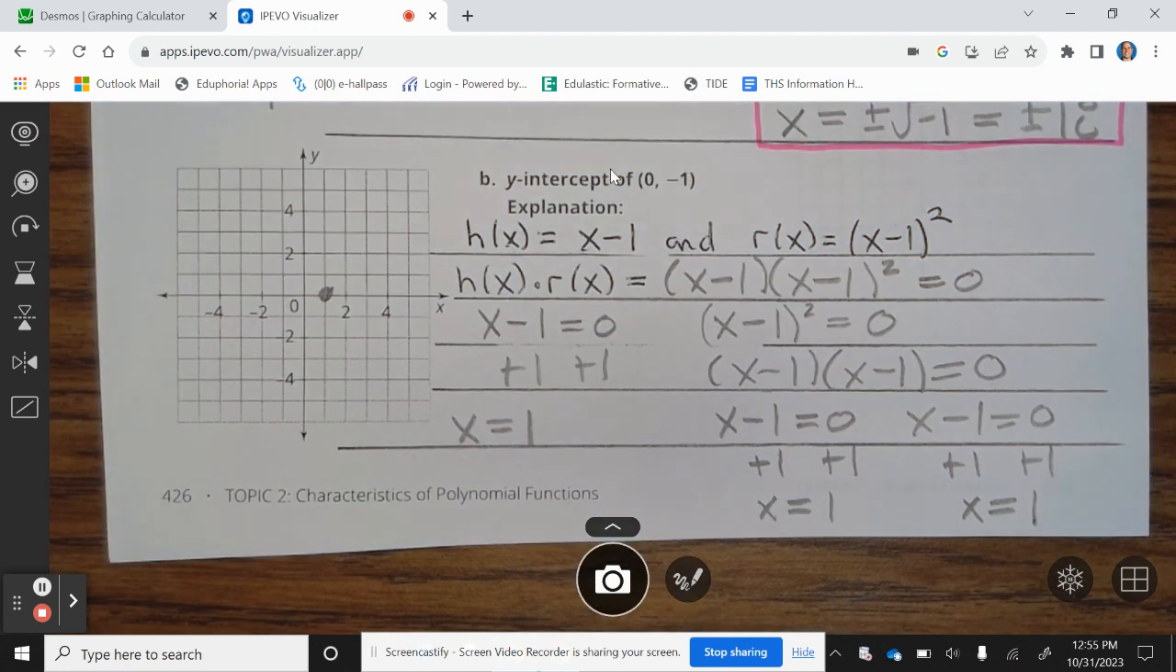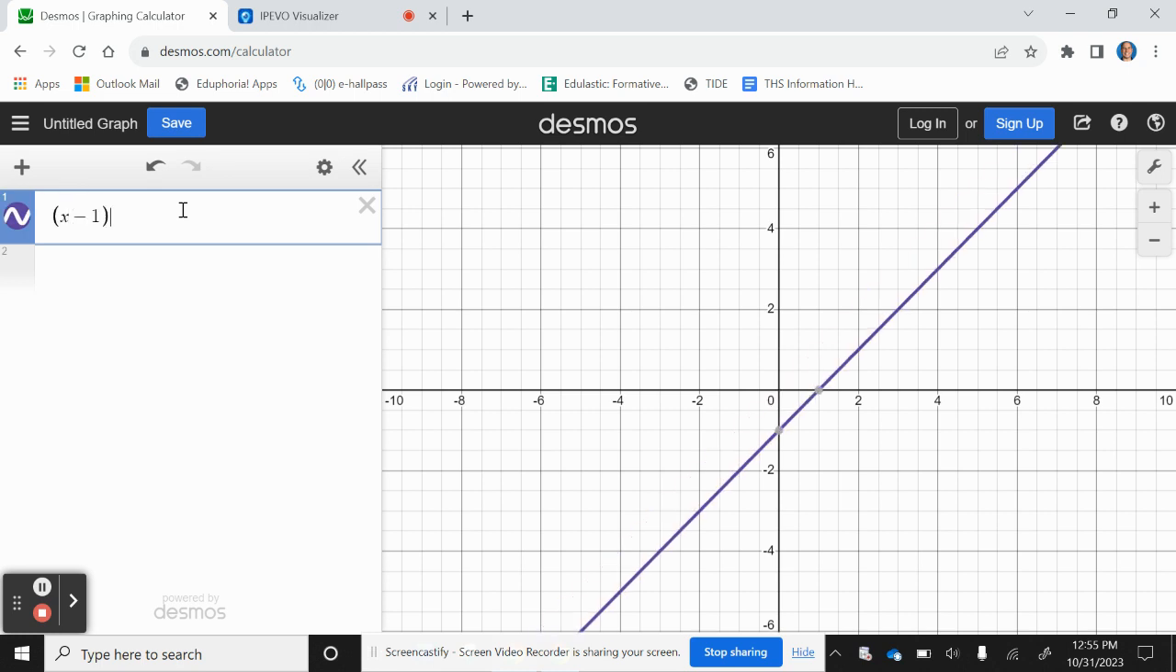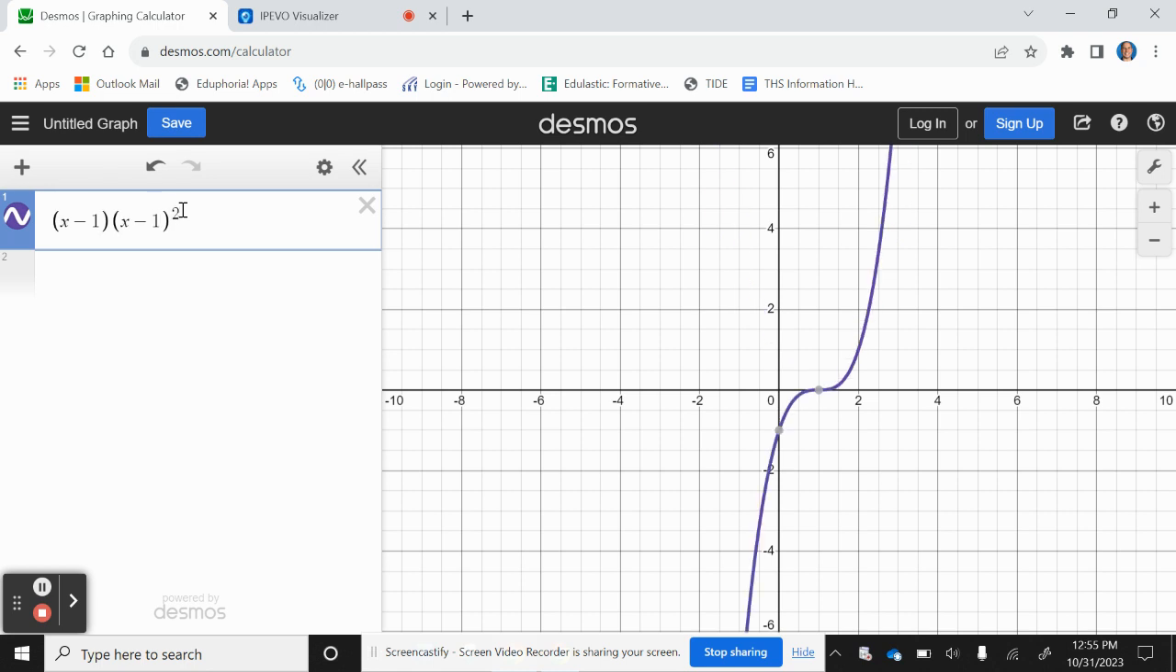And let's graph this in Desmos to verify our y-intercept is (0, -1). So that's parentheses x minus 1 times x minus 1 squared. We have our y-intercept (0, -1), and we know (1, 0). And let's see if we can find another point.